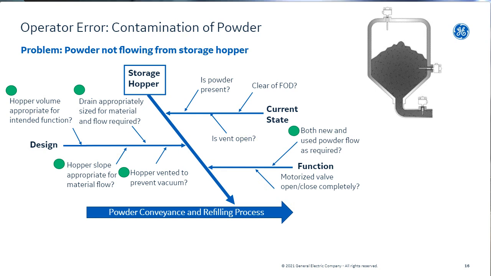Okay, so what's the engineer looking at next? Like, well, is there even powder? Is it not flowing because there's not any in there? Well, okay, we'll look into that. Is the vent on top opening, allowing powder to come through? Does the valve at the bottom open and close? Yep. Okay, is there something else in there?